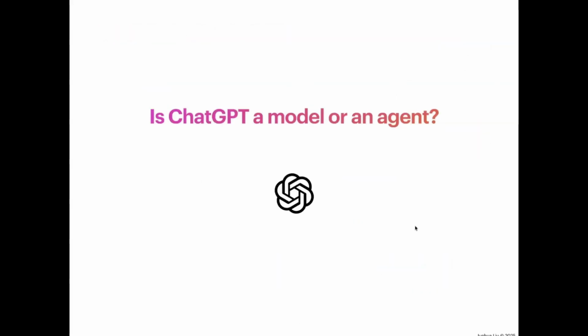Now that we have a sense of the difference between a large language model and an AI agent, I want to ask you guys, what do you think, is ChatGPT a model or an agent?